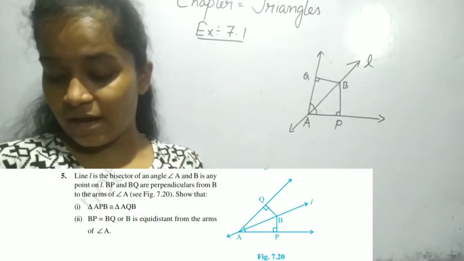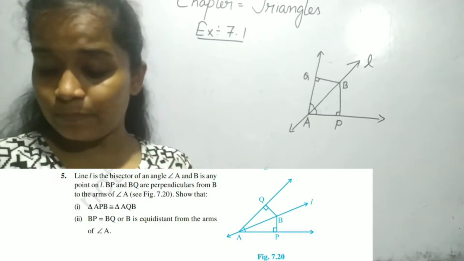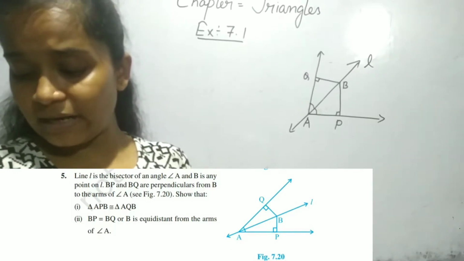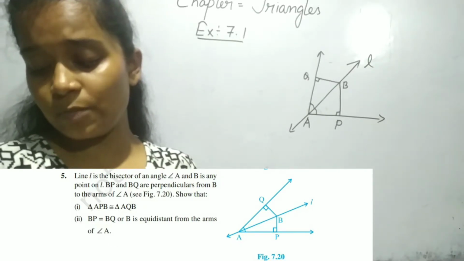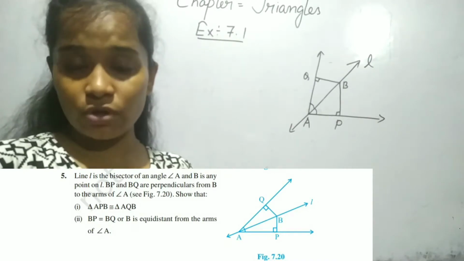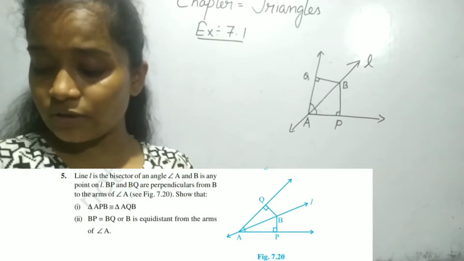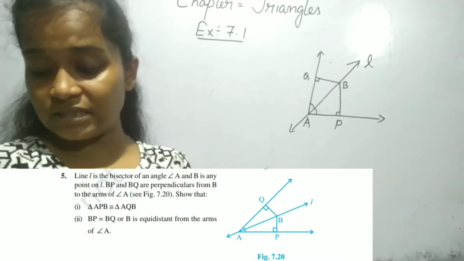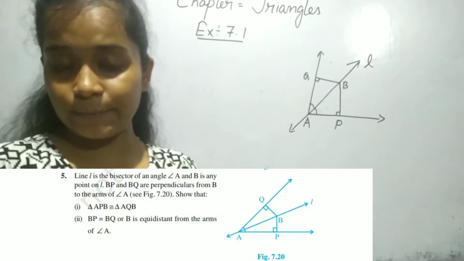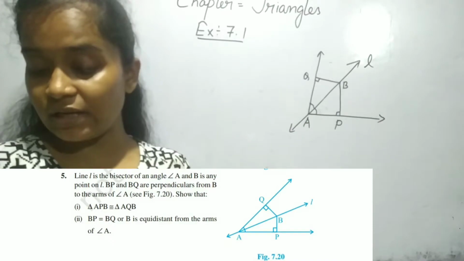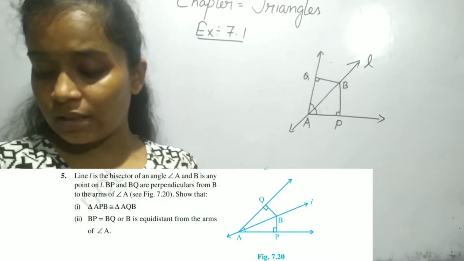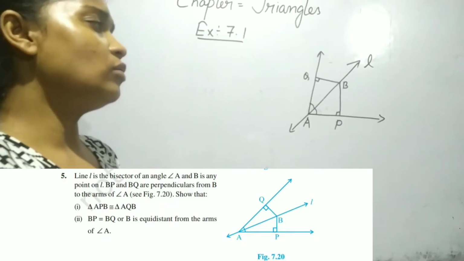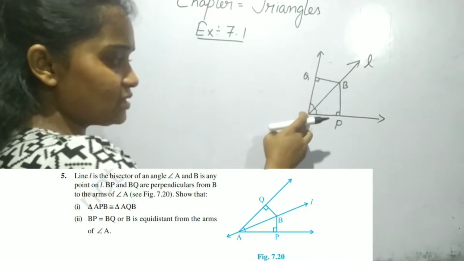Look at that question. The question is, line L is the bisector of an angle A and B is any point on L. BP and BQ are perpendicular from B to the arms of angle A, so that triangle APB is congruent to triangle AQB, BP equals BQ, or B is equidistant from the arms of angle A. So what is given? They first give that L is the bisector of angle A and B is any point on L. So now this L is the bisector of this angle A.